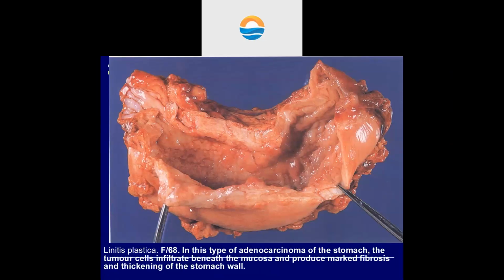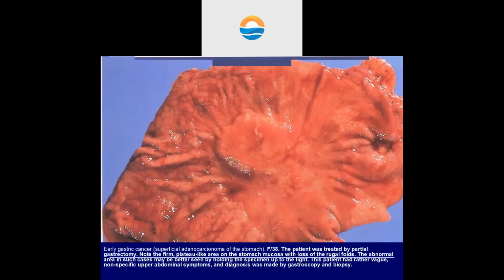Again, this is linitis plastica or scirrhous type of adenocarcinoma, when the tumor cells infiltrate beneath the mucosa and produce marked fibrosis and thickening of the stomach wall. Here you see early cancer.